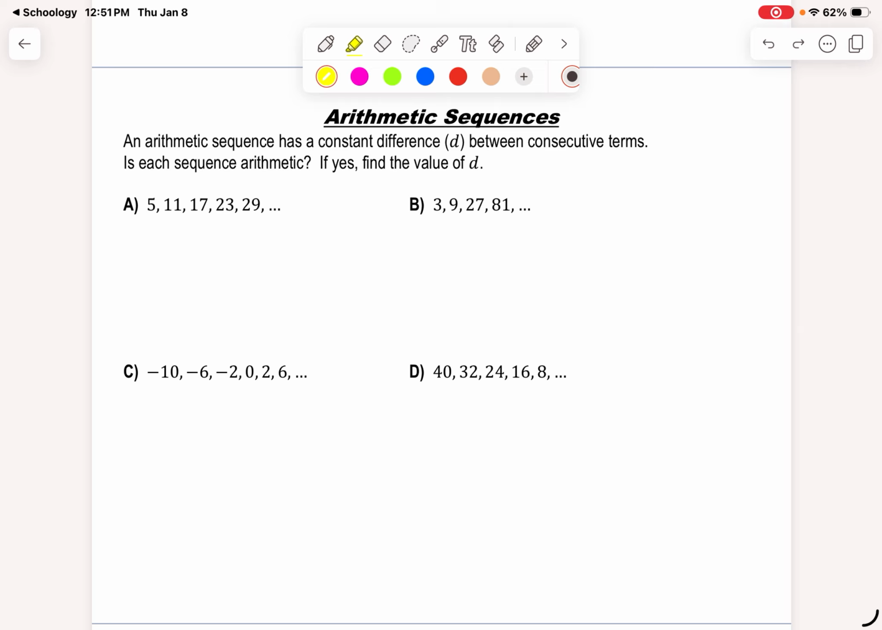So what is an arithmetic sequence? An arithmetic sequence is a sequence that has a constant difference, which we use the letter D to represent, between consecutive terms. So what you're doing is looking at each term and seeing how you get the next term, and if there is the same constant difference, which is plus 6, or minus 2, minus 2, minus 2, the same difference each time, then that is arithmetic, okay?